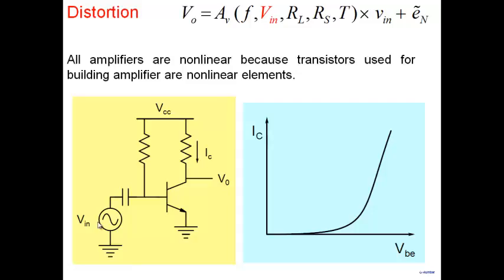So nonlinearity is inherent in all transistors. The issue is, how do we manage it? How do we keep it small? Because ideally we would like V0 to be linear with Vin. Now that we know that nonlinearity is there, how do we quantify it? How do we tell this amplifier is more linear than the other?